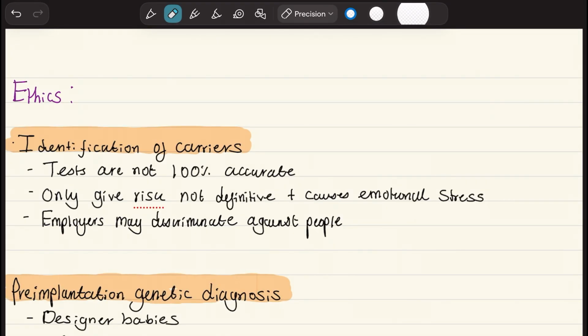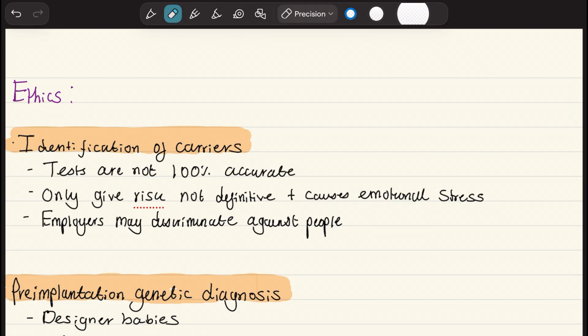Another thing we need to mention is the ethics of it all. Identification of carriers is the first one we talked about. Just know, for this one and actually for all of them, it's not always 100% accurate. It's not always that they've screened for a disease, found it there, and it means the child has the disease. Sometimes they see signs of a disease and the child doesn't have the disease. Sometimes they don't see signs of the disease and the child has the disease. They only give risk. It's not definitive. It's only going to give the risk. There's the BRCA1, BRCA2 gene, which is the risk of breast cancer.